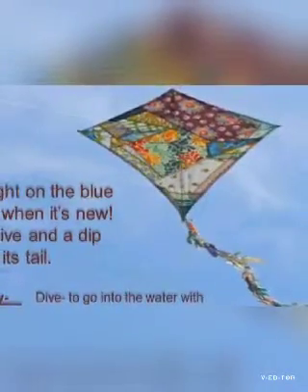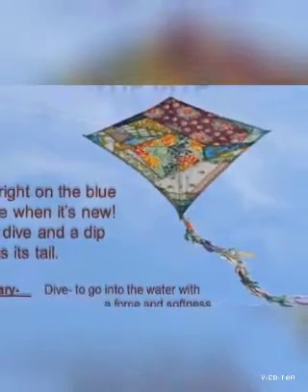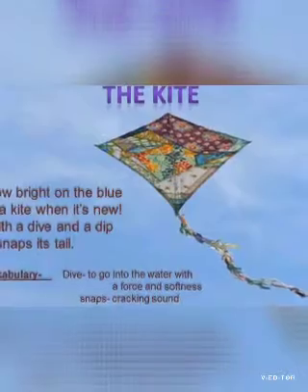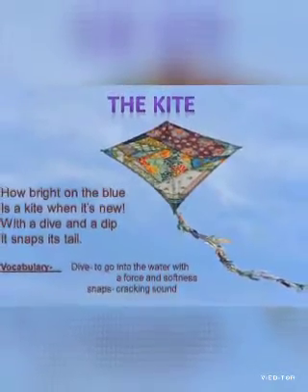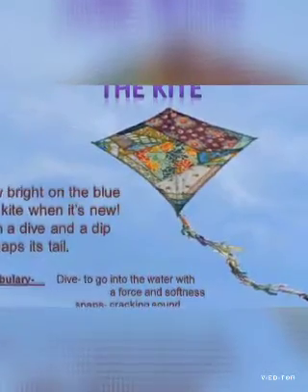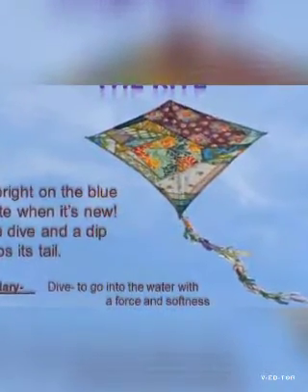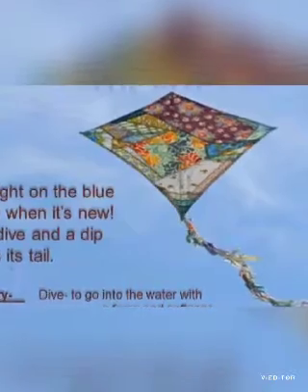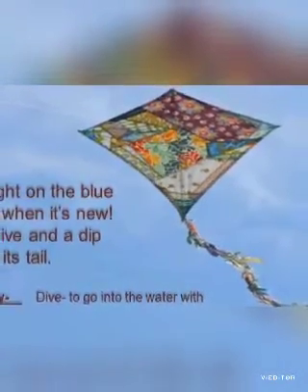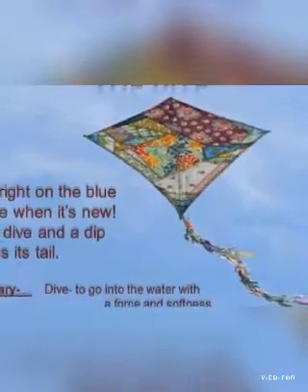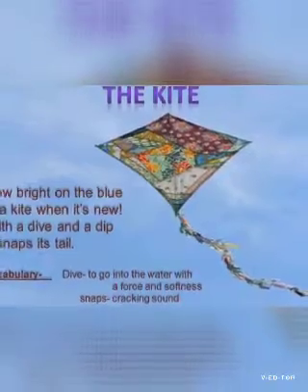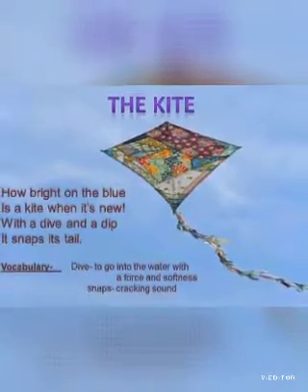So, let's get started with the poem line by line. How bright on the blue is a kite when it's new. Let us see the line by line explanation. In the first two lines, the poet says that the kite, when it's new, during its first flight, is so beautiful, so pretty and vibrant in the blue. Here the word blue refers to the clear sky with no dark clouds. So he says the kite which flies in the sky looks so beautiful.